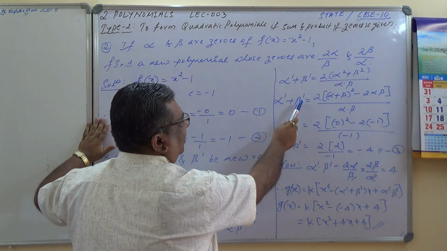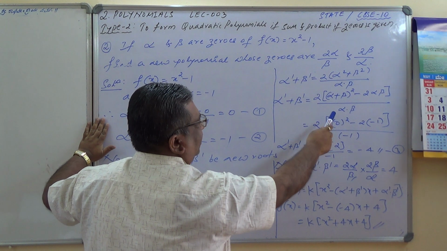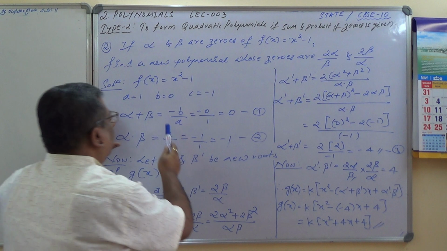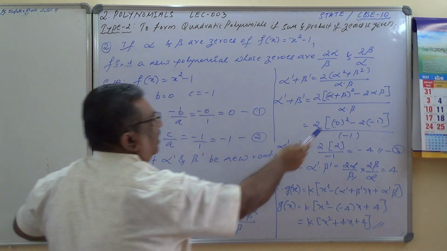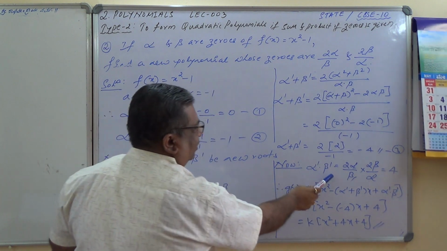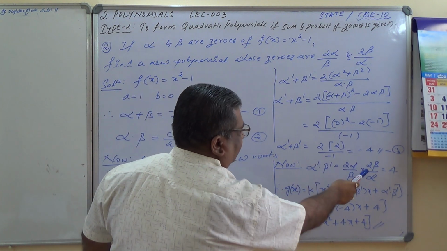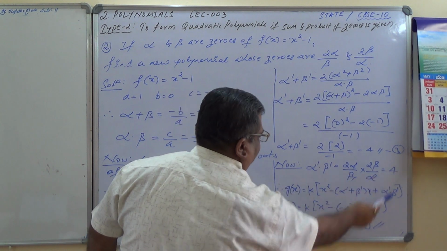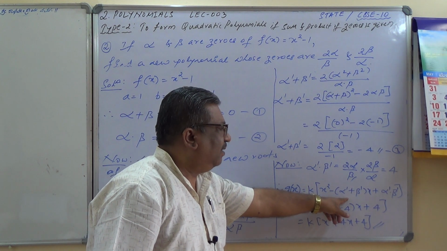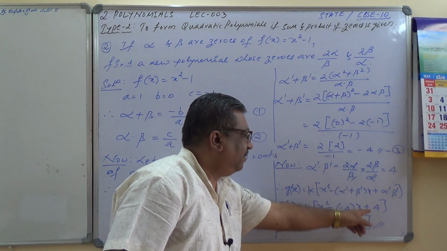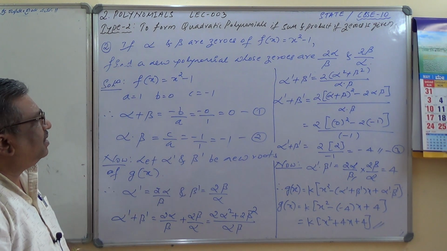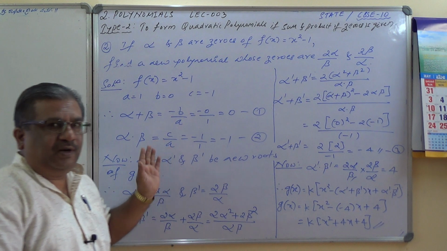Finally, alpha dash plus beta dash is equal to, entire equation has got only 2 times in terms of sum of zeros and product of zeros, which I could find out from the given equation, and substitute and get the values of new sum of zeros. Similarly, alpha dash into beta dash, which is the product of new zeros, if I multiply this, I'll get this value, and g of x is the new polynomial. After substituting the values of sum of new zeros and product of new zeros, I get the value of a given polynomial, which is a new polynomial, isn't it? So this method, you should learn this.